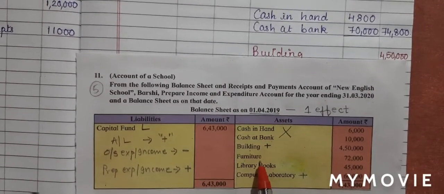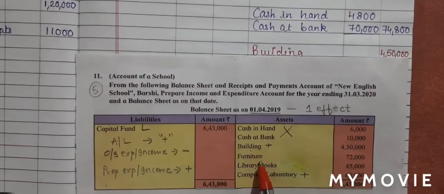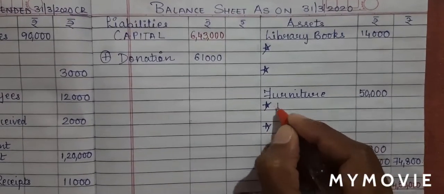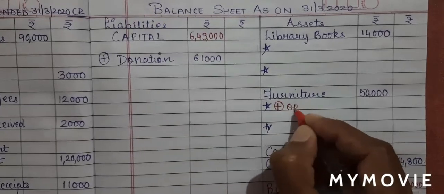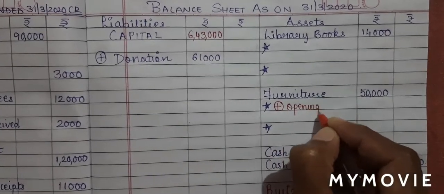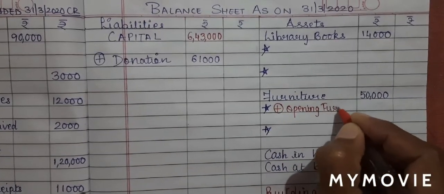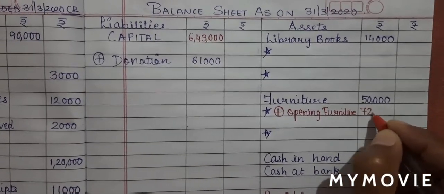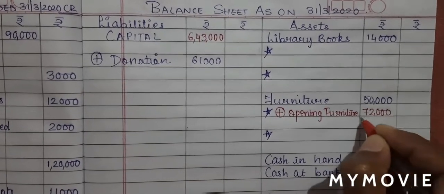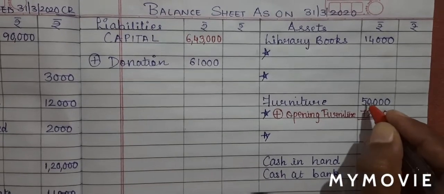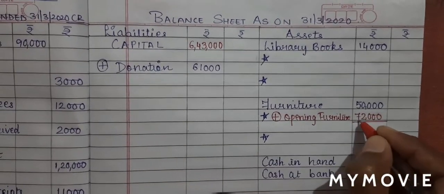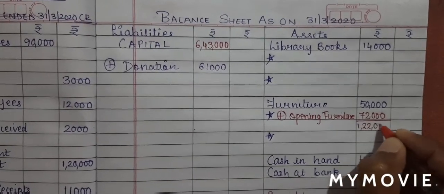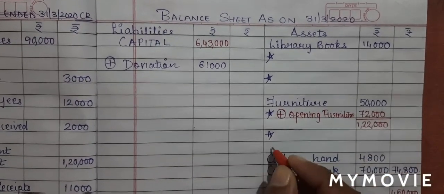Next is furniture. So on the asset side, I already have furniture. So I will write add opening furniture, 72,000. Let's add it up. 50,000 plus 72,000 will give me 1,22,000, still in the inner column because I have another star.